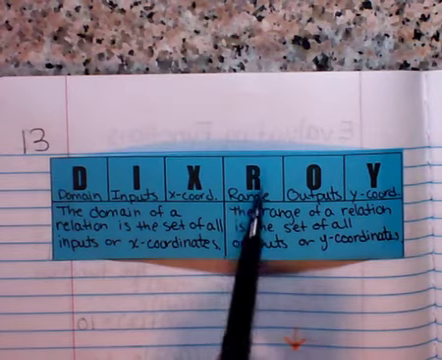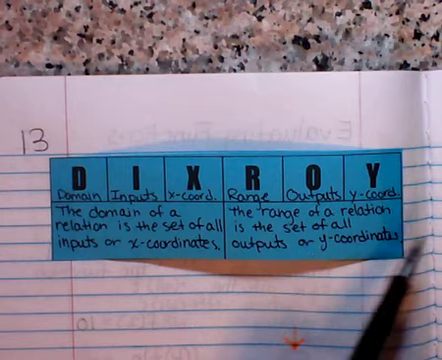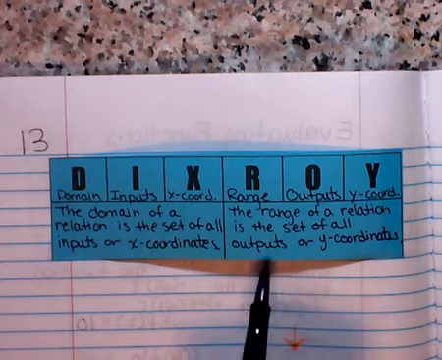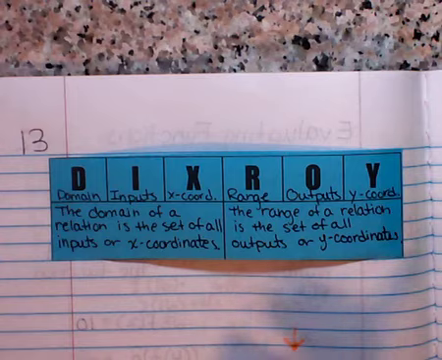Similarly, our range is all of our outputs or our y-coordinates. So the range of a relation is the set of all outputs or y-coordinates. And that just means if there is an x that gives us a y value, then that y value is included in our range.